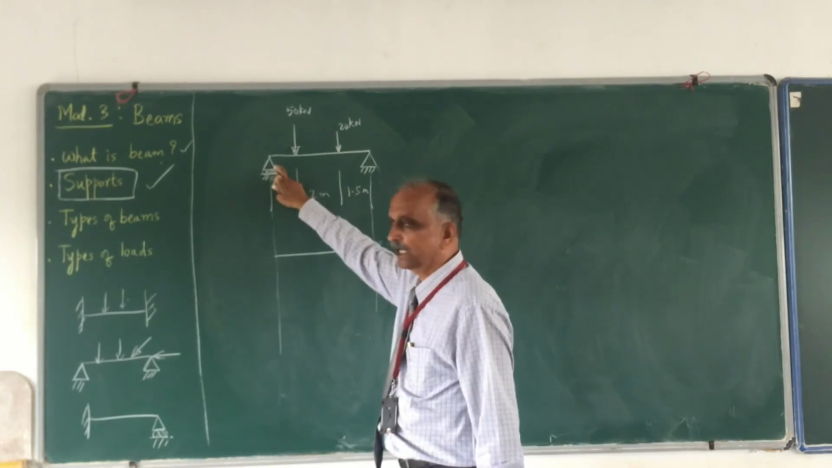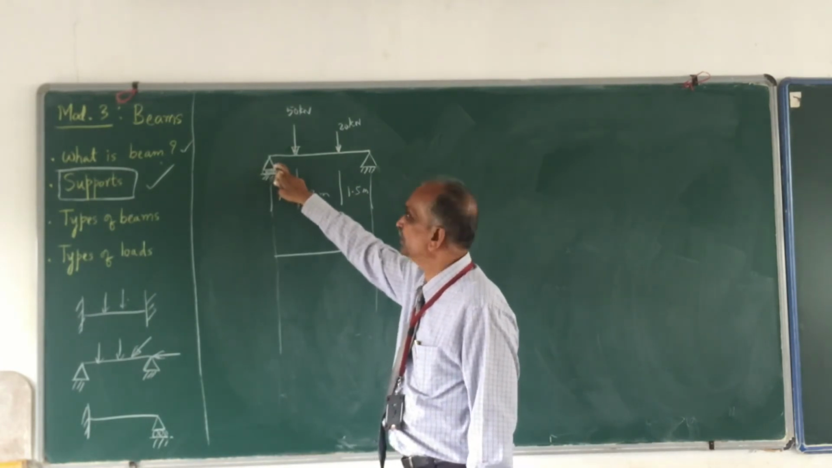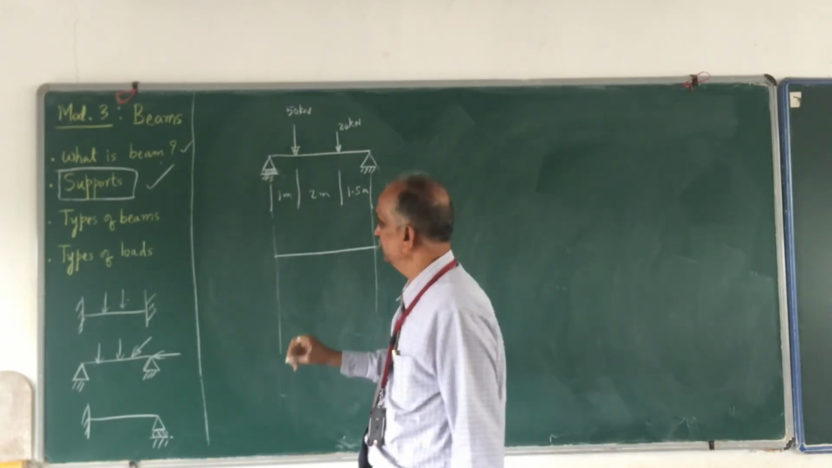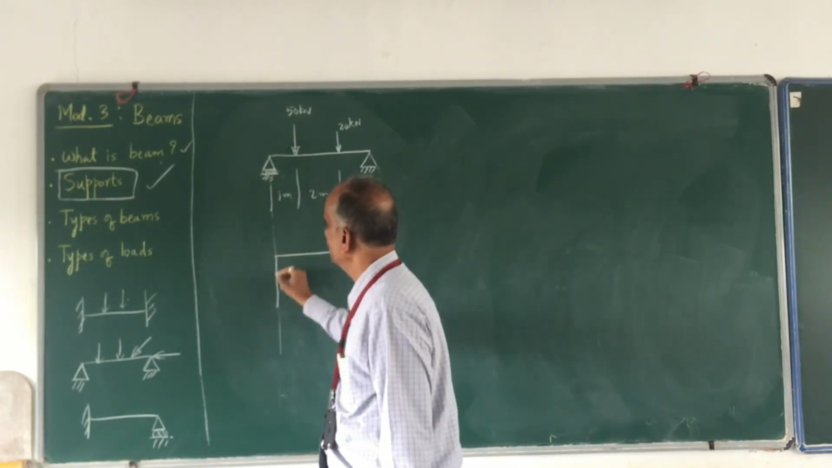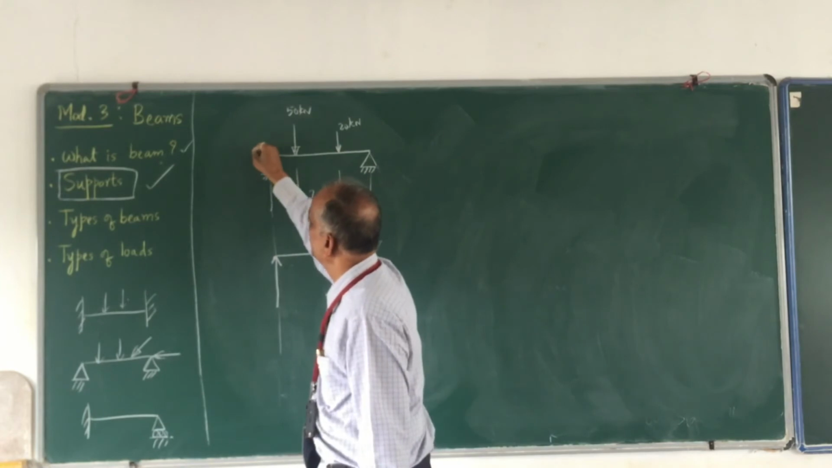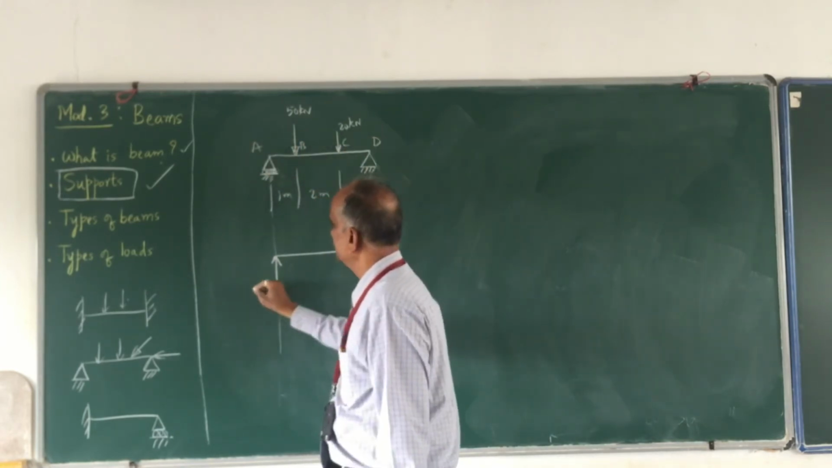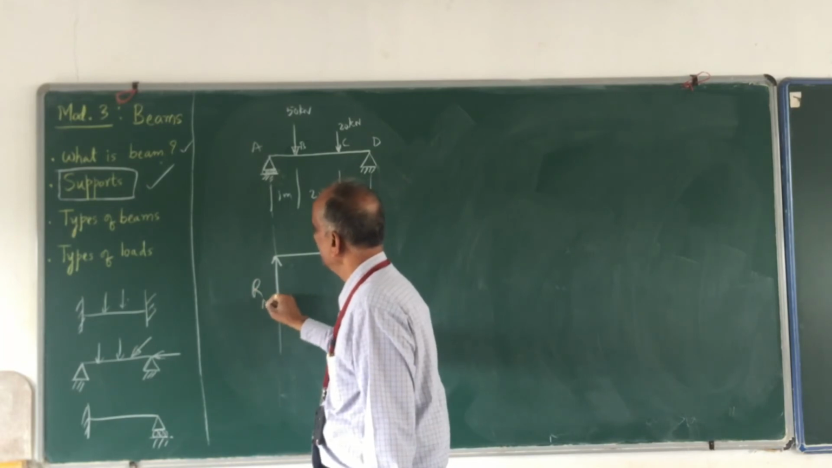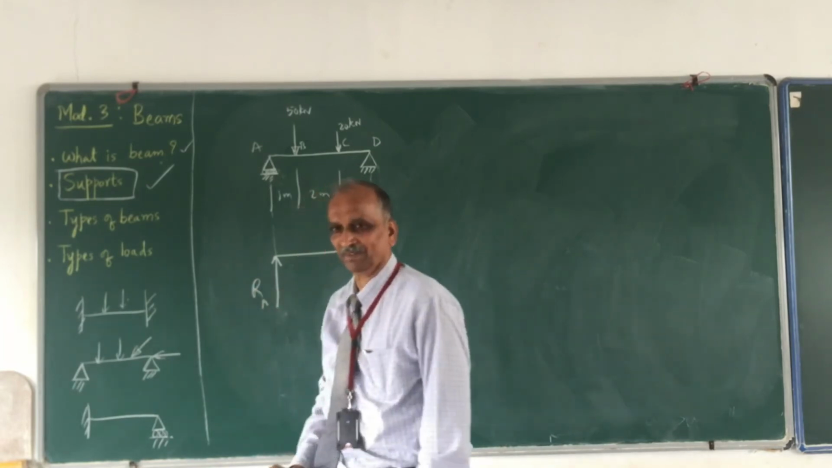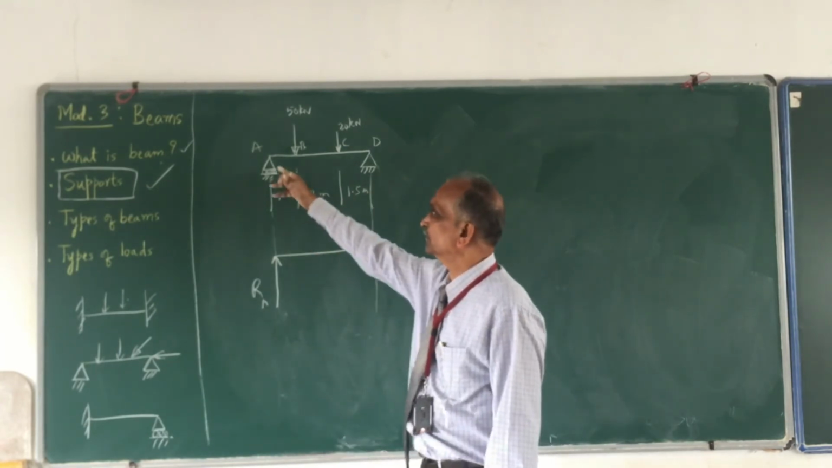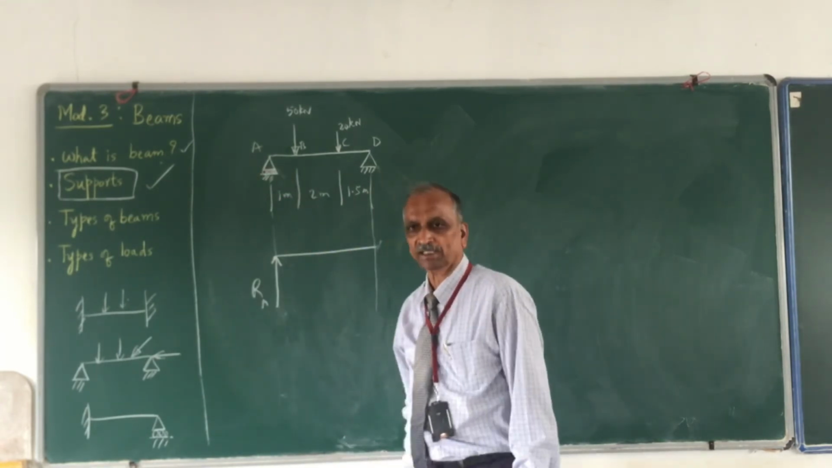And here I have a roller support. And we all know that the roller support will offer only one reaction, and in this form. And I shall call this C, this is A, and say this is B, and I shall call it R_A. R means reaction. So the reaction offered by the support at A, I call it RA.